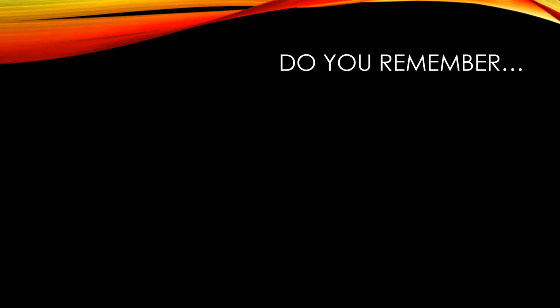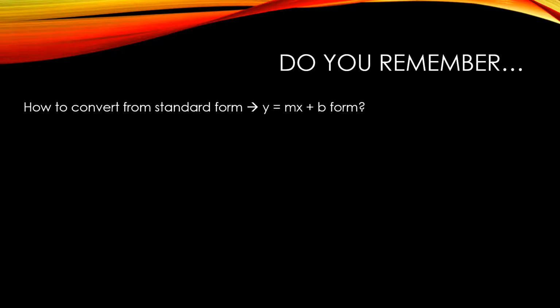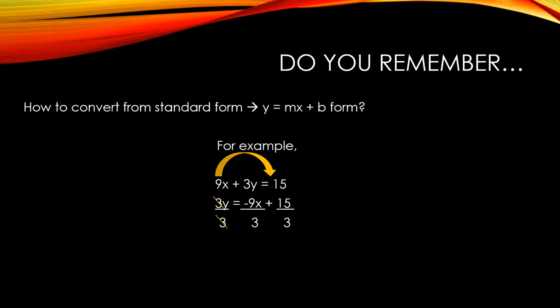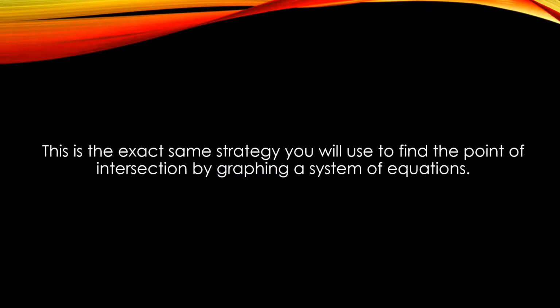Now, do you remember how to convert from standard form into y equals mx plus b form? For example, 9x plus 3y equals 15. This can be done in 2 easy steps. Step 1, shift the 9x over to the right-hand side of the equal sign. Step 2, divide out by your coefficient of y. There, we will have y equals negative 3x plus 5. So keep that close in mind.